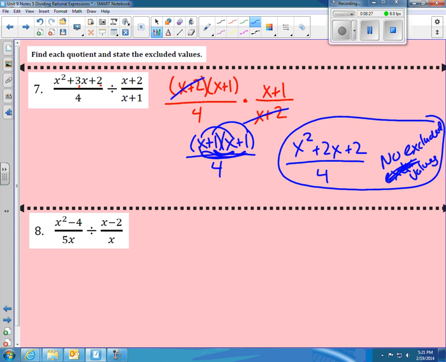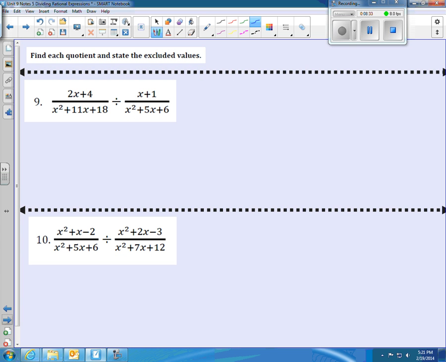Okay, I'm going to give problem 8 for you guys to try on your own. And yes, it will probably show up on your quiz. Let's do 9 together. Again, I'm going to factor as I rewrite my problem. I can take a 2 out of the top here, and I'm left with x plus 2. Okay, what multiplies to 18 and adds to 11? Multiplies to 18, adds to 11.